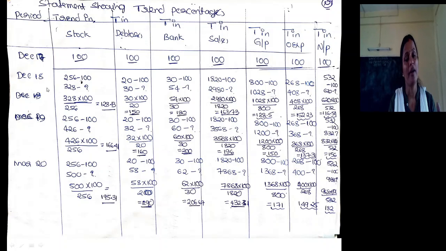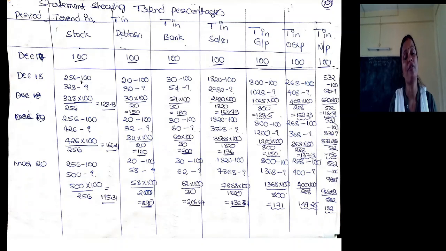Then what we did is we converted each and every year's stock to a particular percentage, based on the December 2017 stock. The December 2017 stock was 256 crores. If 256 crores is 100, what is 328? 328 crores is the stock during December 2018. So it will become 128.13.